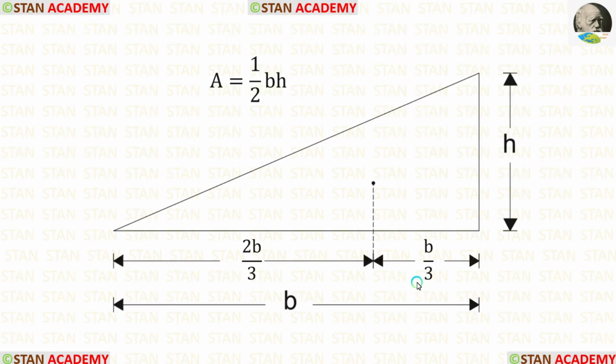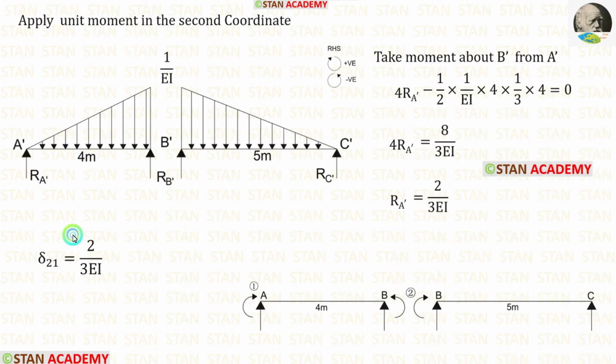In this triangle, the centroid towards the right is b upon 3. Here the breadth is 4 meter. So the centroid is 1 upon 3 into 4. Finally, for RA dash, we are getting 2 upon 3 EI. For delta 21, let us apply the value of RA dash.